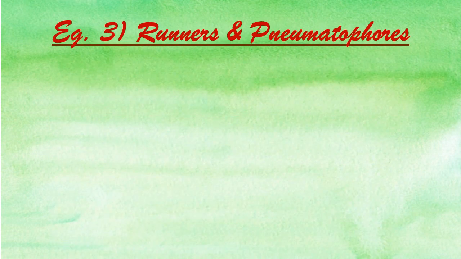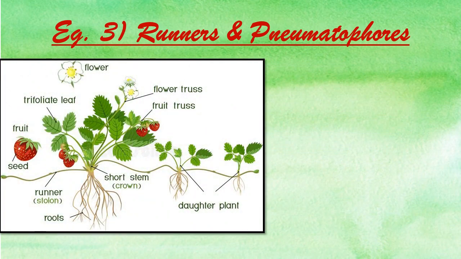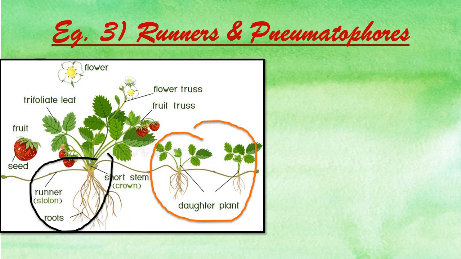And next are the runners and nematophores. Now runners, you can observe in the strawberry plant, like here a short stem crown is there, then a runner or stolon, and from this stolon daughter plants are arising. So this is a type of runner plant, and the strawberry is one of the famous examples of a runner plant.